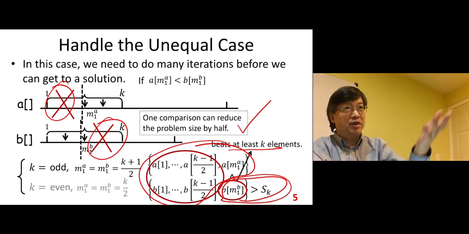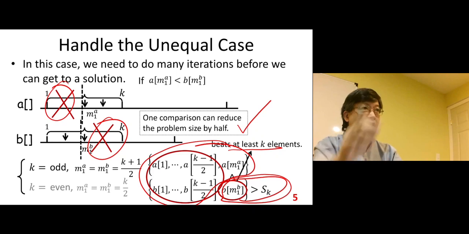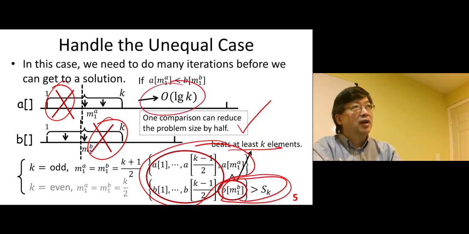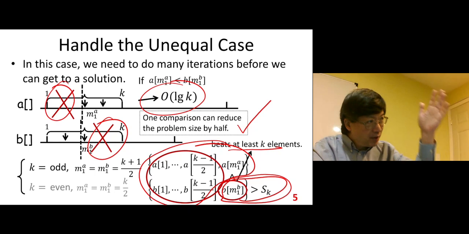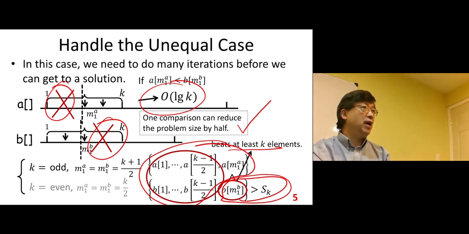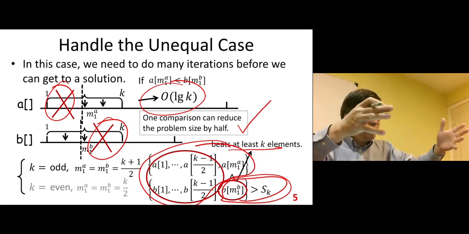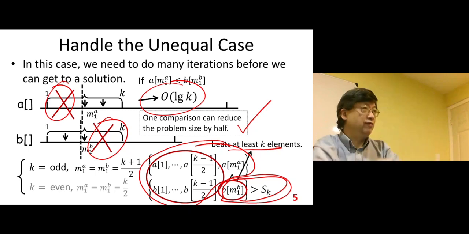The last step, problem size 1. How many comparisons do we need? Log base 2 of k. That's the solution. So that's the log base 2 function we use, because every time we cut the data size by half, and finally, the number of times we do the comparisons is a log base 2 function.